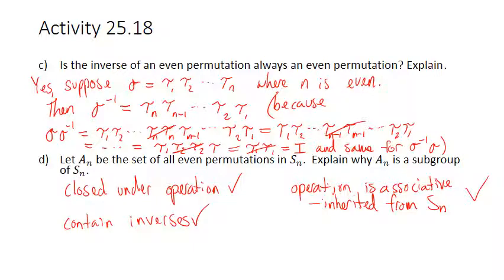Okay, and then lastly, what's the last thing we need? Closed, inverses, associative. I know there's a 4th one. Ah, yes, the identity. So we need that An contains the identity, and we have this from that long lemma that we proved. So I is going to be even because of the lemma. I don't remember what number it was anymore. 25.14 maybe? Oh well.